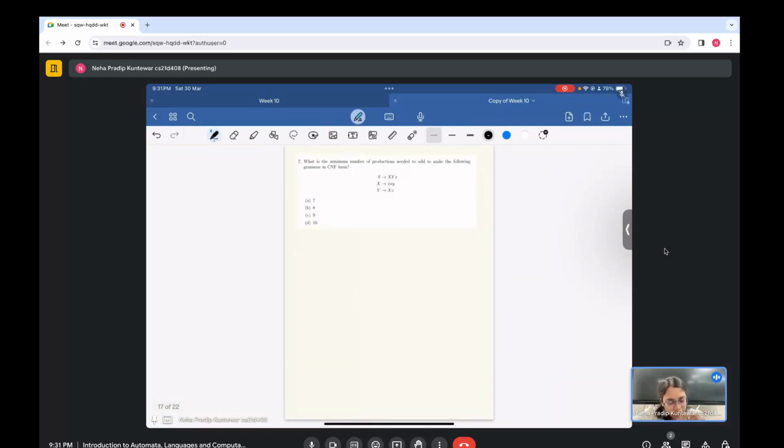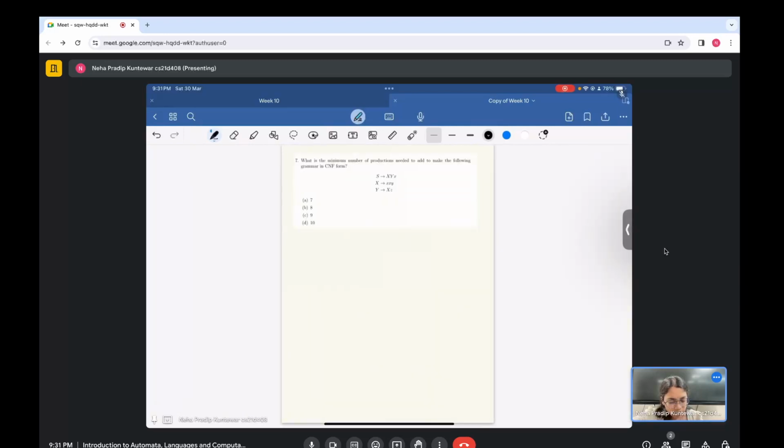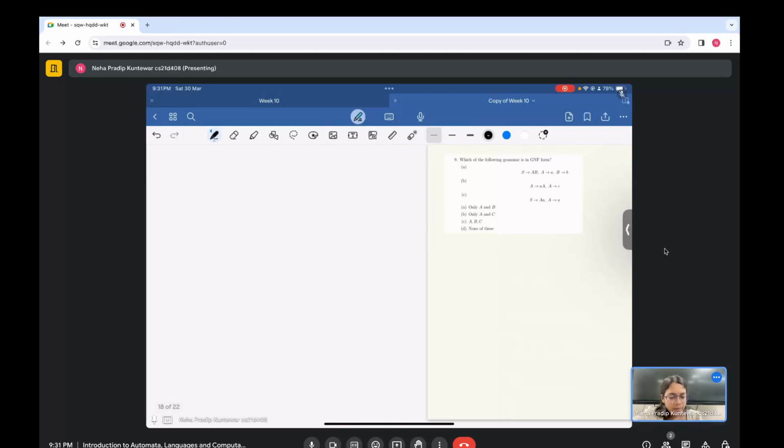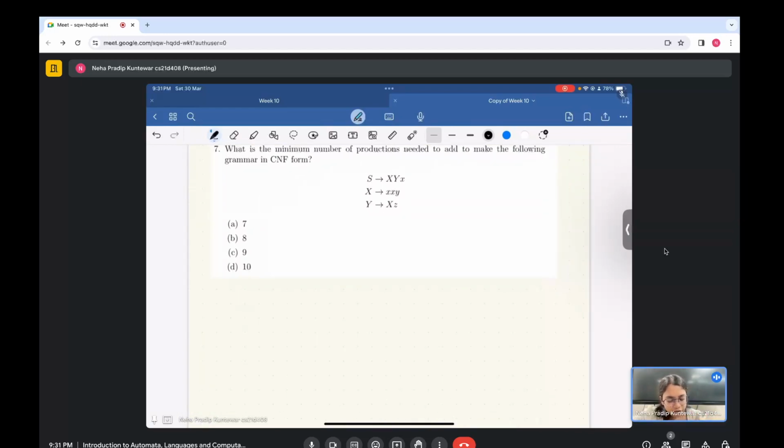As a simple exercise, just to get familiar with this, maybe you can try out this example. Here this is the set of productions that you have. Capital X, capital Y, and capital S are the set of variables here, and the set of terminals is small x, small y, and small z. Now the first question is: is this in CNF form already?